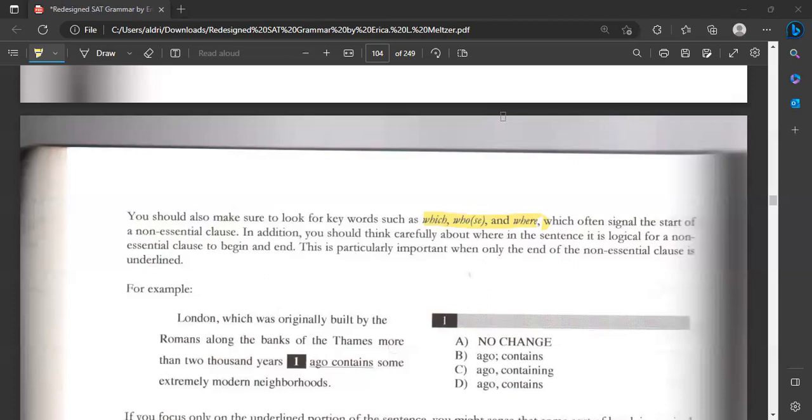And choice D is the only one that perfectly puts that clause from "which" up to "a go" into a comma sandwich, leaving us with "London contains some extremely modern neighborhoods," which makes sense. All right, looks like everyone is good there. So I will move on to the next example.